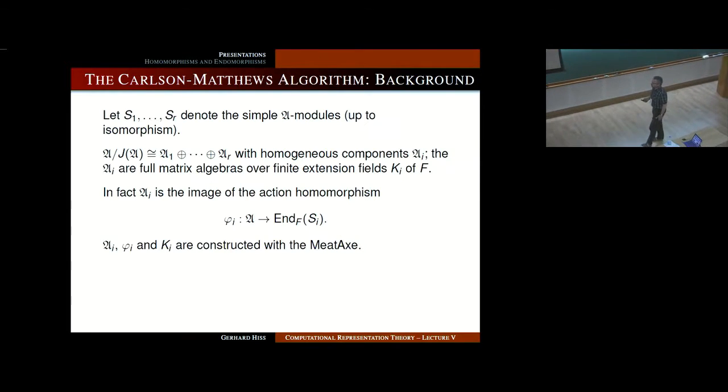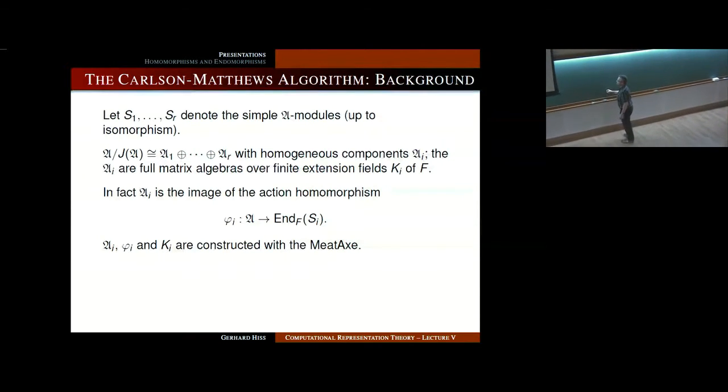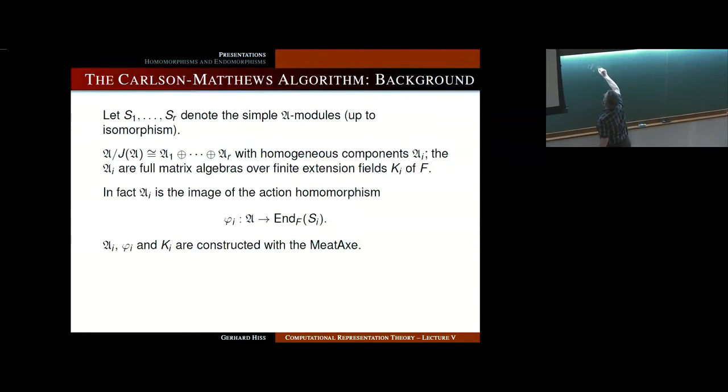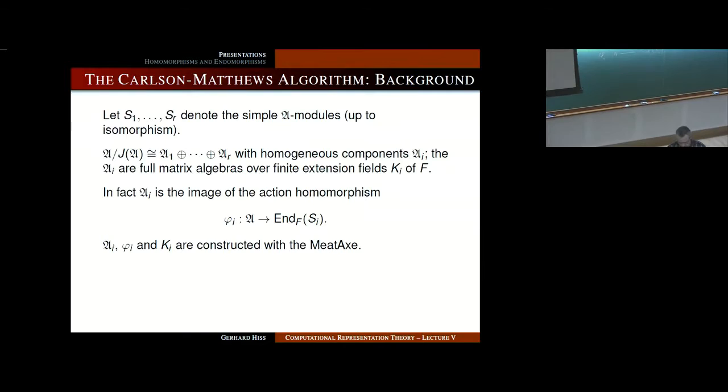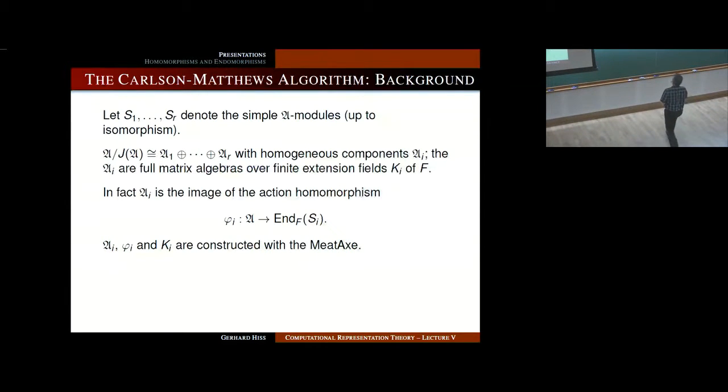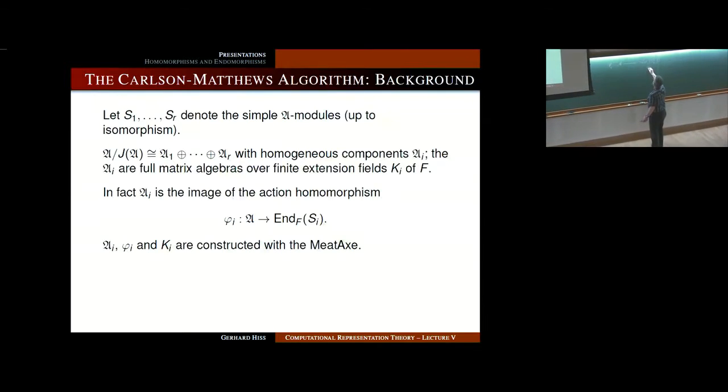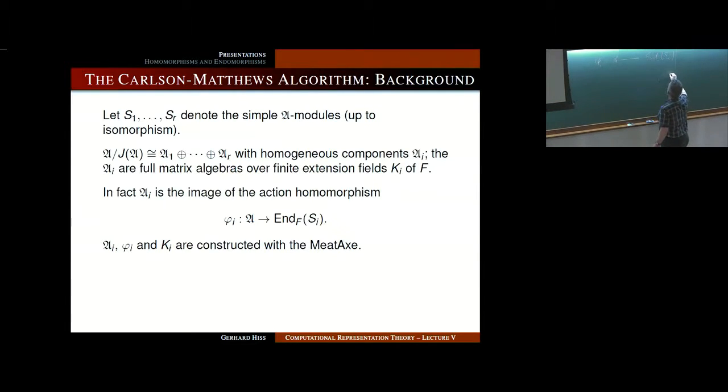In fact, you may think of A_i as the image of the action homomorphism. So phi_i is the action homomorphism, which is defined by the A-module structure on S_i. So S_i has dimension d_i, say. Then this is F to the d_i cross d_i. And the image of A under this homomorphism is isomorphic to A_i.